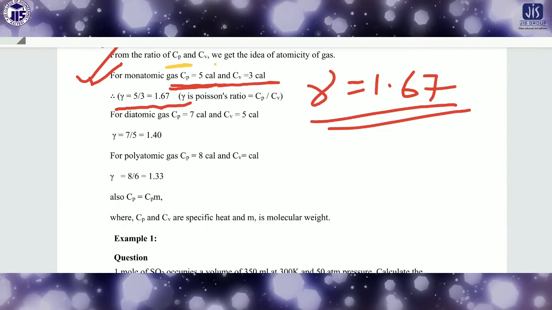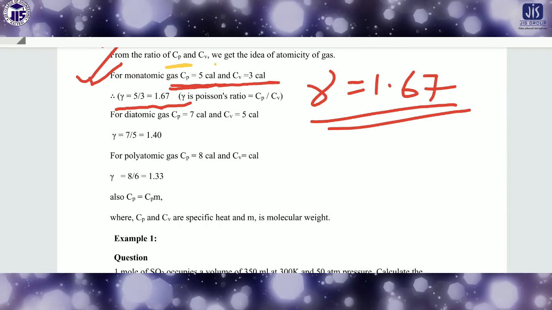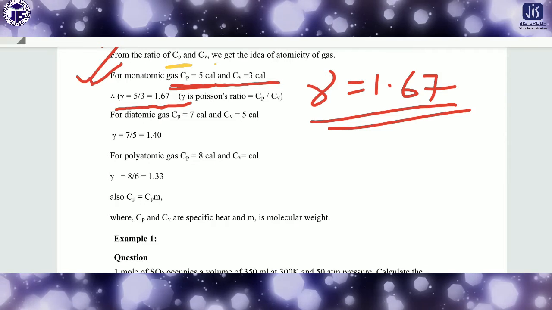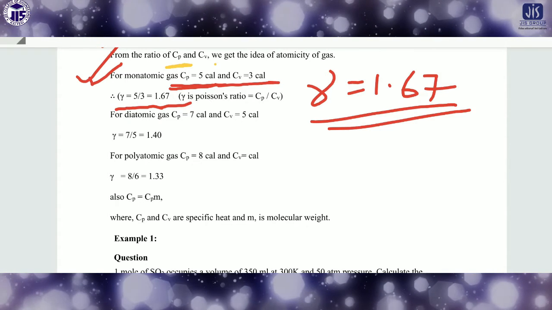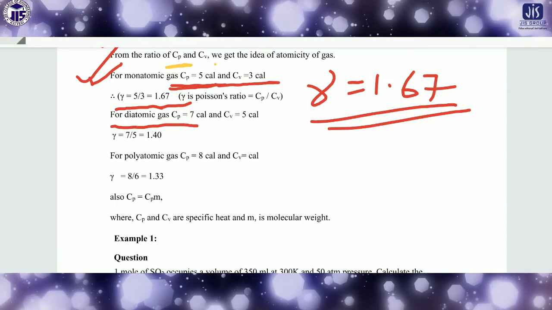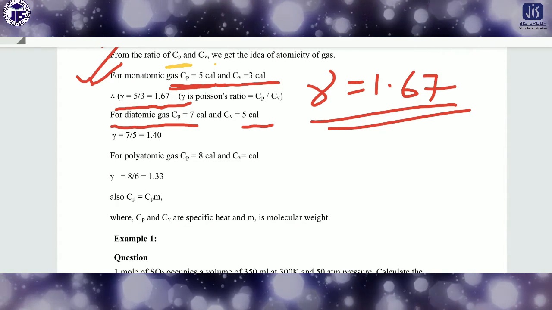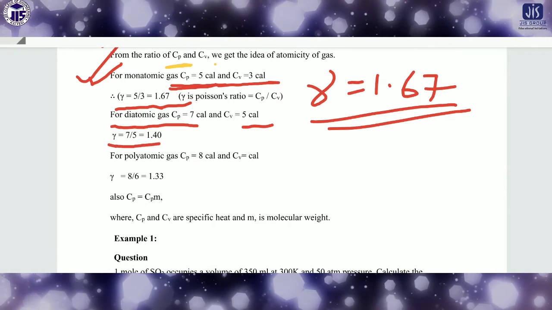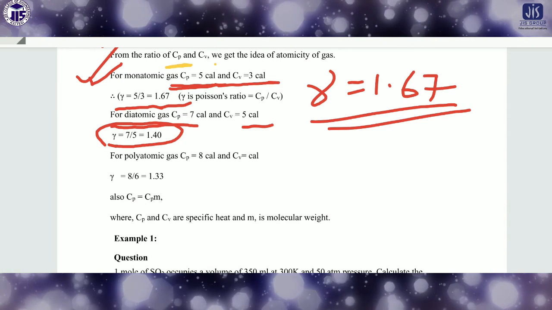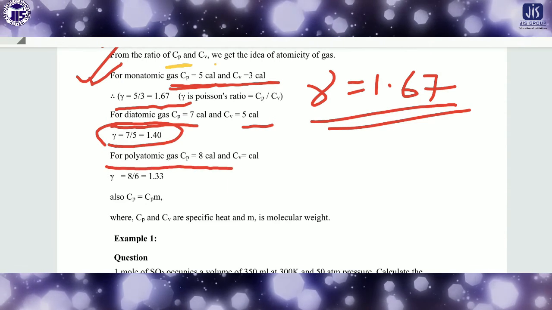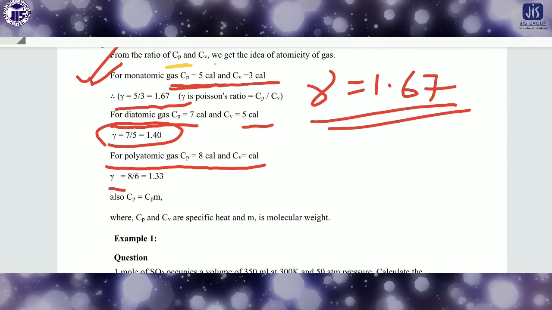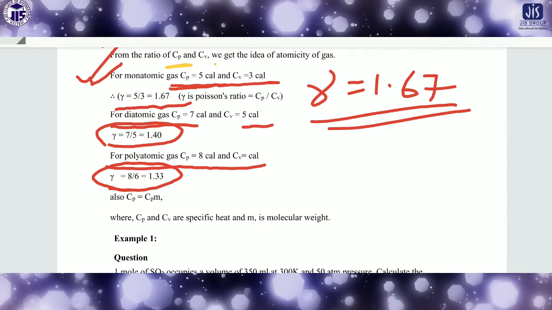How is it possible? Because Cp is equal to 5 calorie generally for the monoatomic gas, and Cv is equal to 3 calorie, and gamma is equal to Cp by Cv, so it is 1.67. Now for diatomic gases, Cp is equal to 7 and Cv is equal to 5 calorie. Just put the value, then gamma will be 1.40. For polyatomic gases, Cp is equal to 8 and Cv is equal to 6, so gamma will be 8 by 6, 1.33.